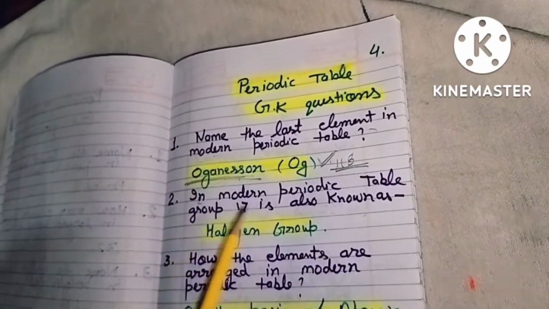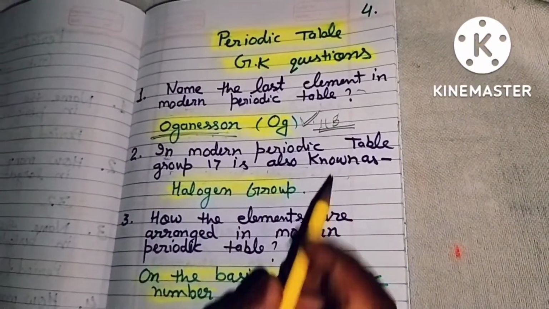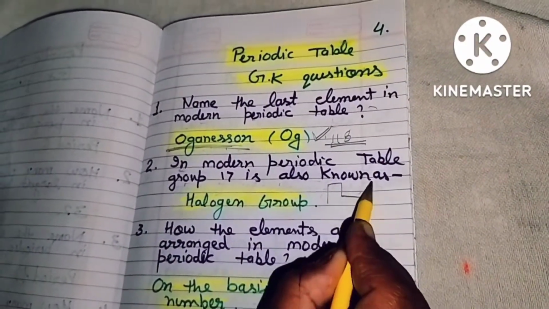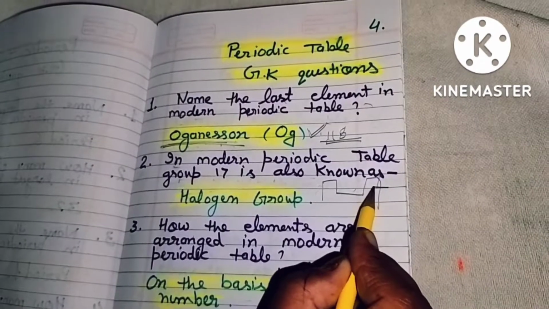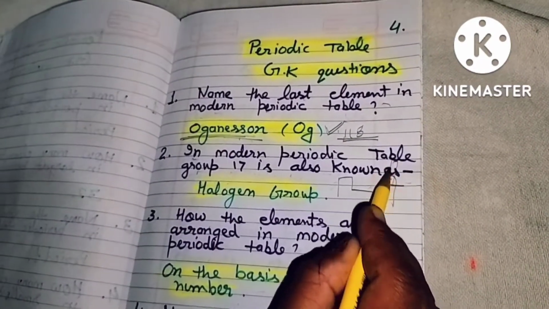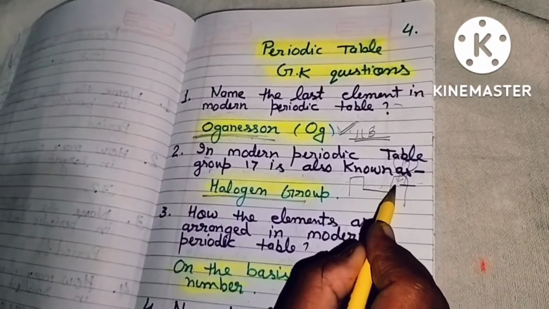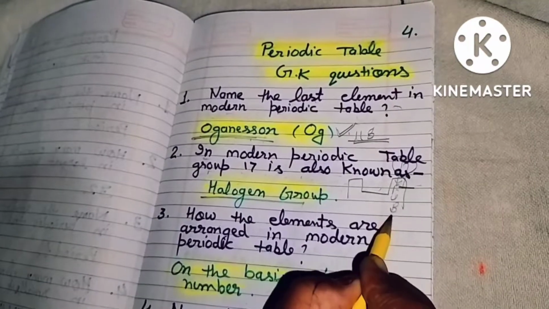Next, in the modern periodic table, group 17 is also known as what? In the periodic table, the last, 18th group, is the inert or noble gases. Just before it, group 17, is called the halogen group. It includes fluorine, chlorine, bromine, iodine, etc.